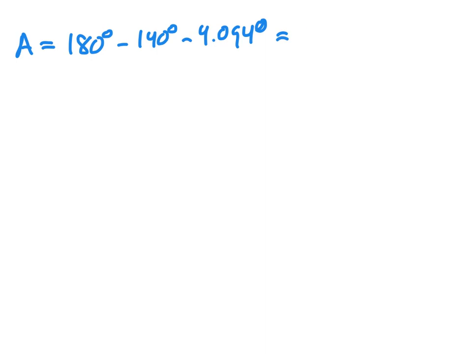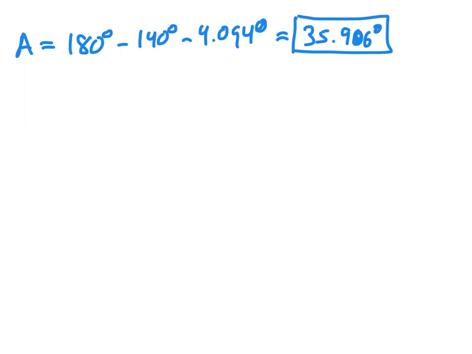Once we know two of the angles, which we now do, B and C, we can subtract the two known angles from 180 degrees to obtain the third. And so here we obtain A to be 35.906 degrees. This is our angle A. We now know all three angles of our triangle. The last piece of information that we need to find is side length A.